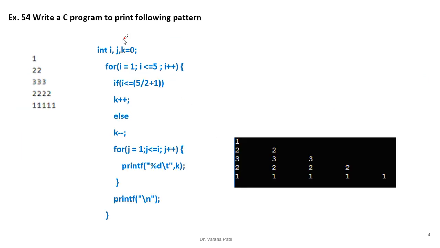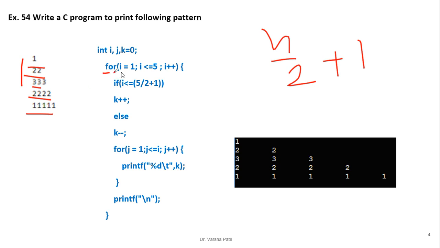Now this program is very easy. 1 2 2 3, then again we want 2 2 2 1 1 1. Now we see how many rows are there. 5 rows are there. Up to 3 we are incrementing, that is if n rows are there, then n by 2 plus 1 we are going for increment, and after that we are going for decrement.